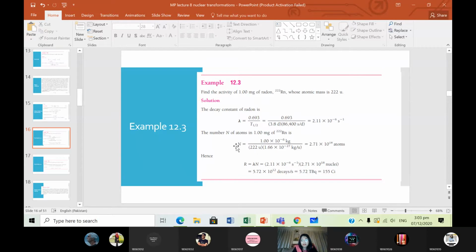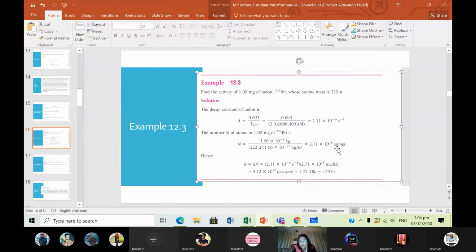The number of atoms is the total mass divided by the mass of one of the atoms. So we divide this mass over here, that 1 milligram of radon, by 222 u, since its mass number is 222, and each u is equal to 1 atomic mass unit, which is 1.66 times 10 raised to power minus 27 kilograms. When we multiply 222 u with its conversion factor, we get the mass of one atom of radon-222. So total mass divided by the mass of one atom will give you 2.71 times 10 raised to power 18 atoms.